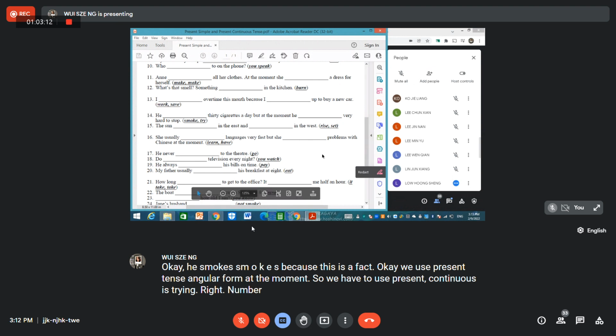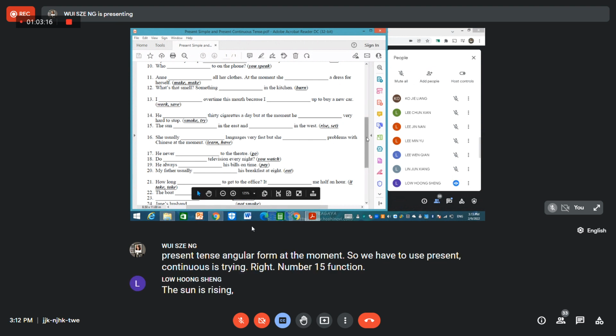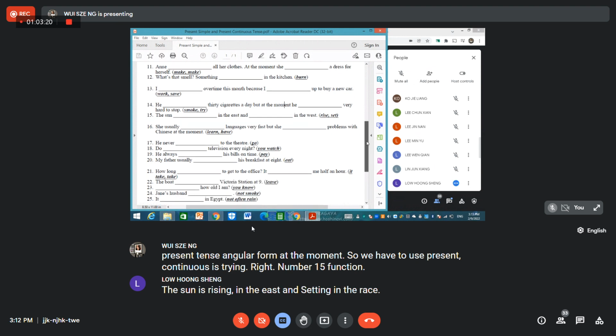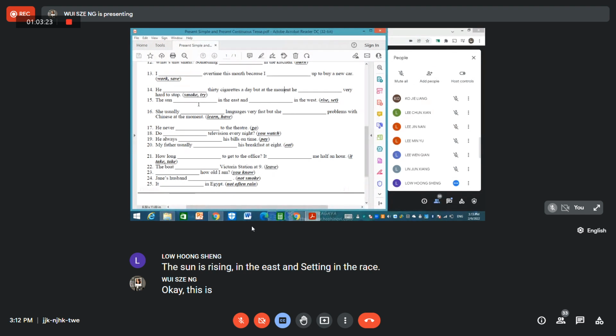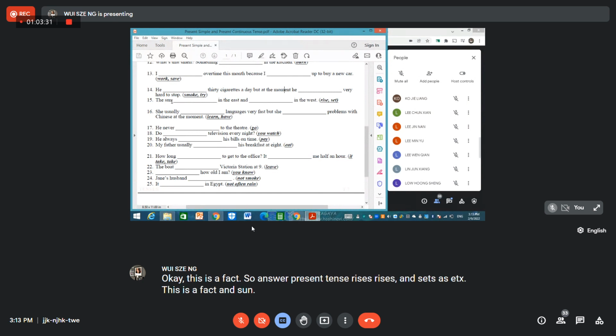Right, number 15, Hong Shen. The sun rises in the east and sets in the west. Okay, this is a fact. So the answer is present tense: rises, R-I-S-E-S, and sets, S-E-T-S. This is a fact, and there is only one sun, so singular form, present tense.